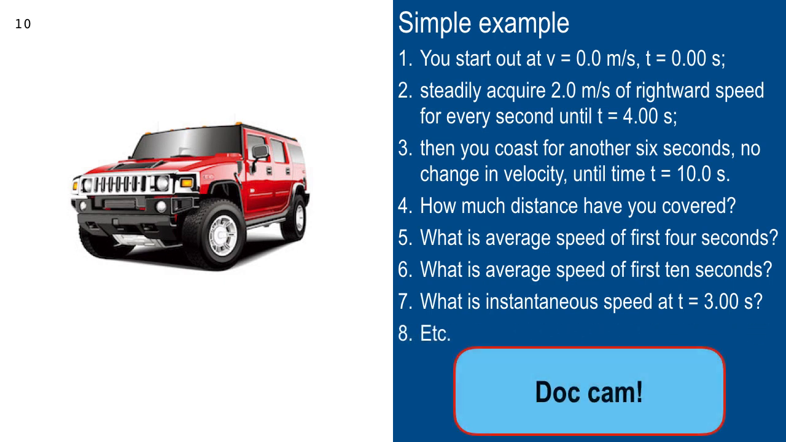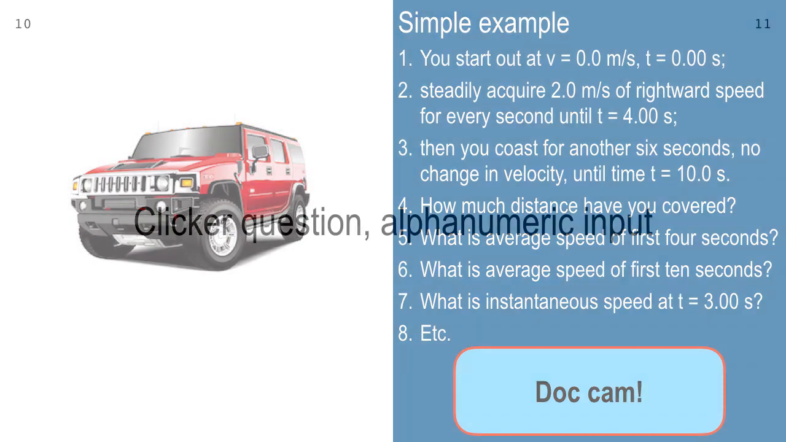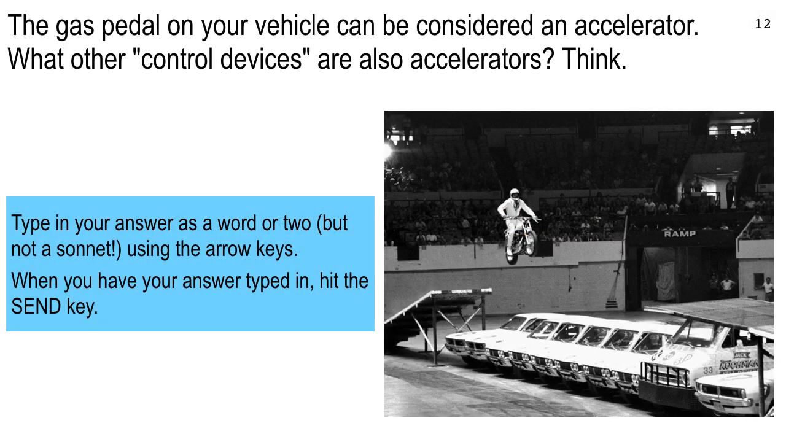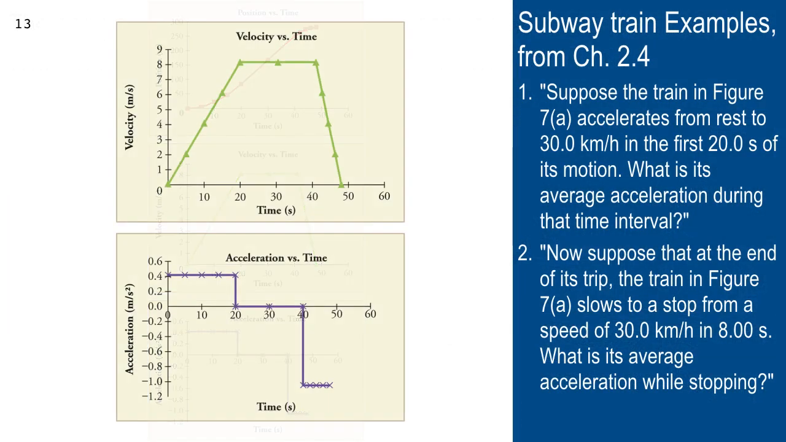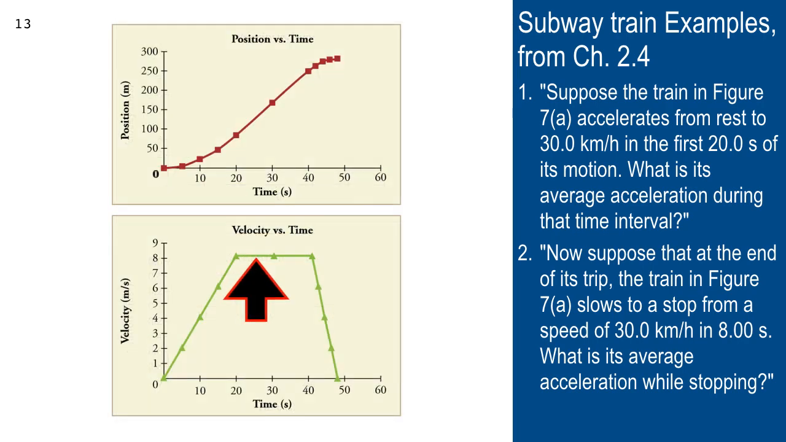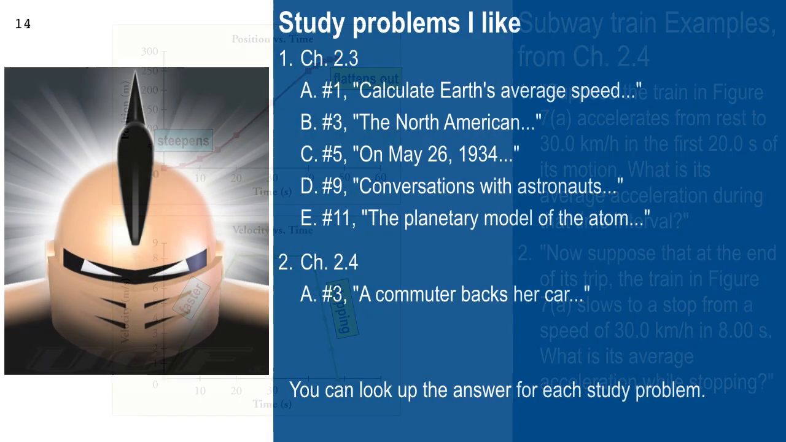All right, so let's go to the document cam and work this out. Now, let me pause the YouTube again. Get my cursor back over here. So we did a good job with this example. I'll pass over these questions. Definitely look up this example from chapter 2.4, the subway train. We'll talk about it on Wednesday. We'll go through all these slides here. I want to get to this homework.